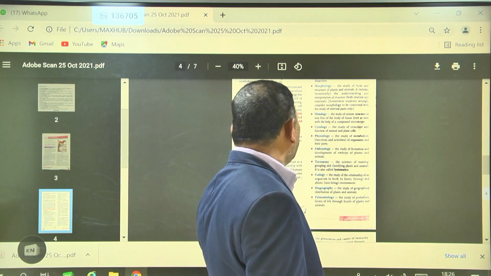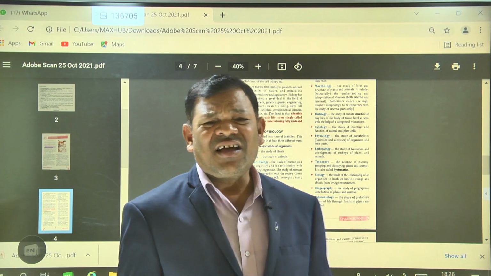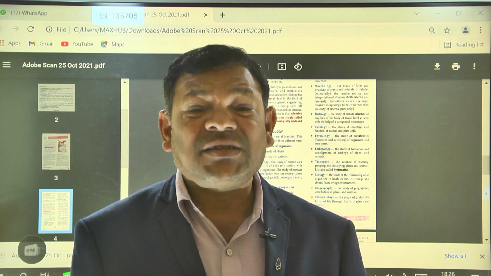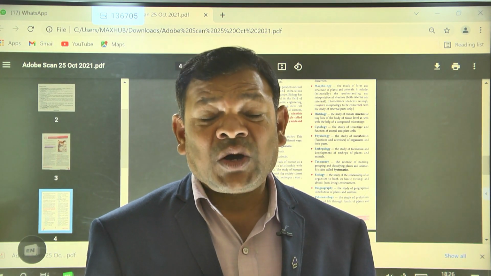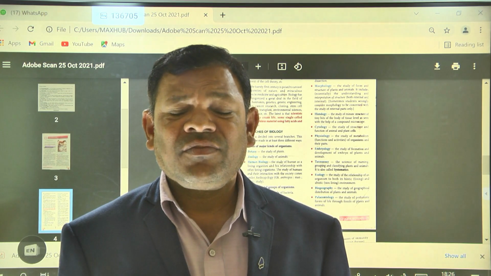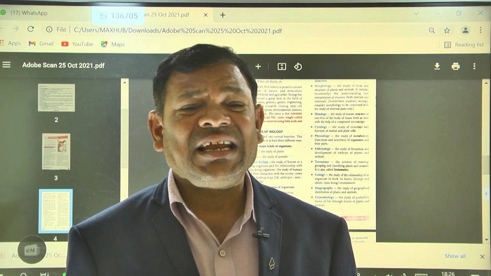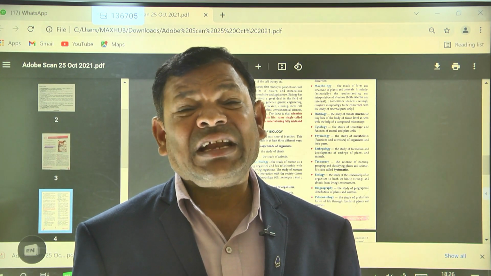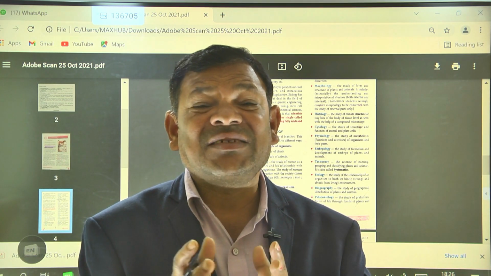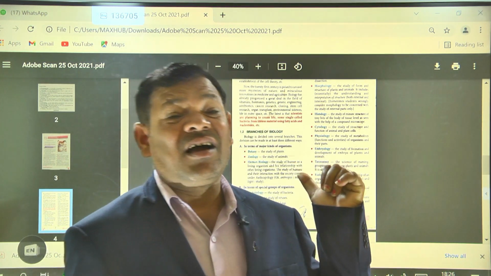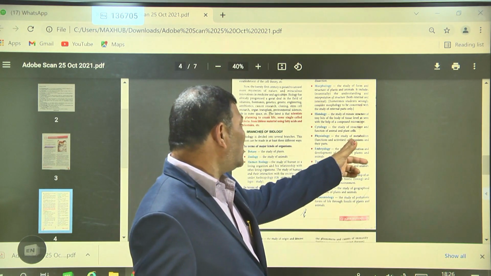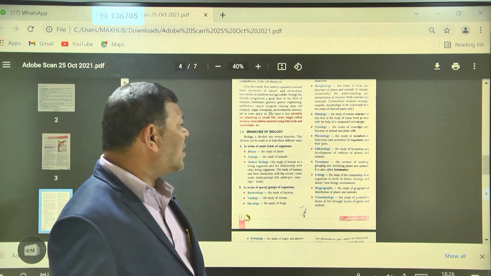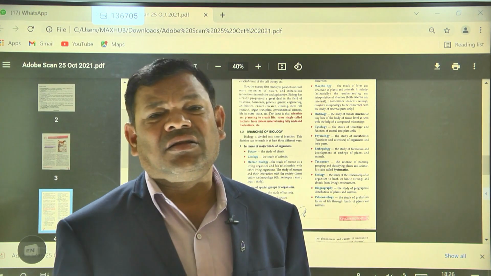Next, physiology. Physiology is a branch of science. It deals with the metabolism of the organism. The digestive system, respiratory system, circulatory system, excretory system, nervous system and reproductive system, all the systems we can study in physiology. It deals especially with the metabolism of organisms like plants and animals.